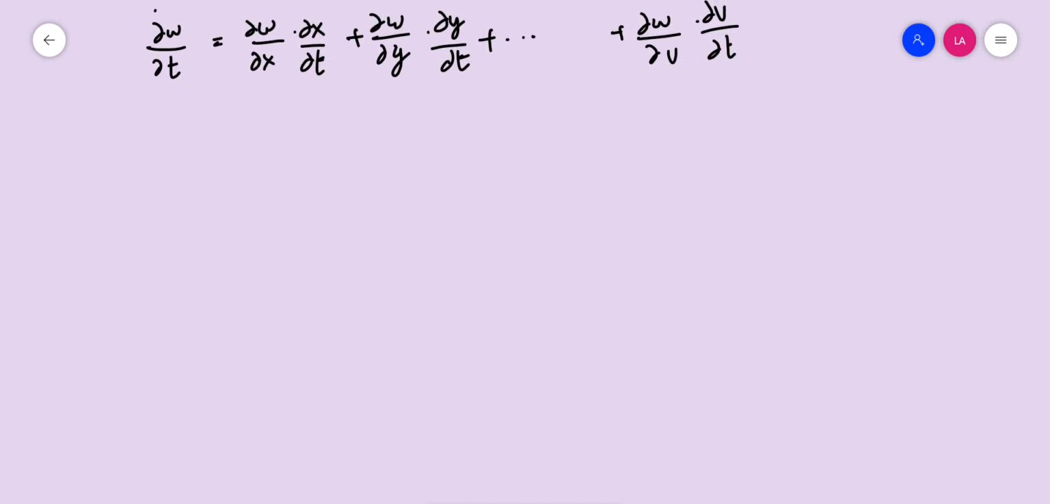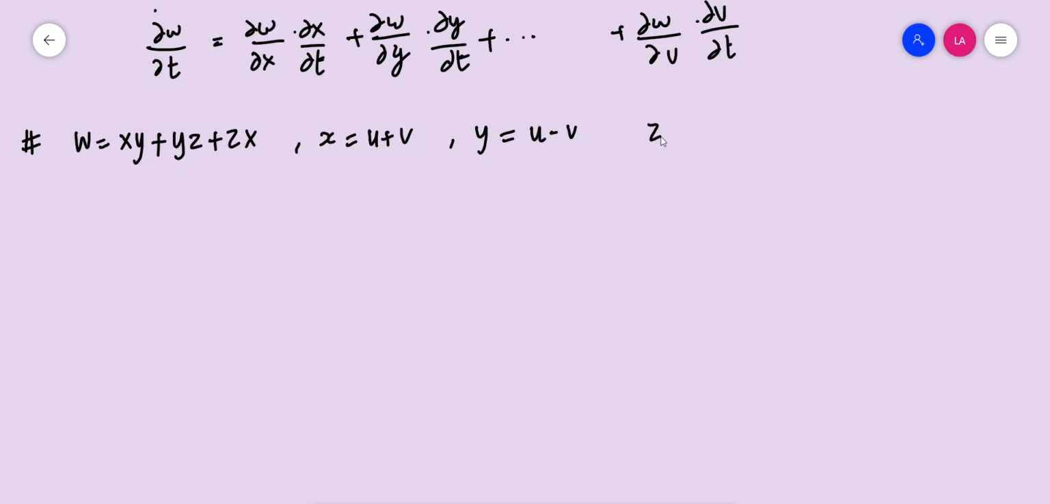So the question is: w is equal to xy plus yz plus zx, where x is equal to u plus v, y is equal to u minus v, z is equal to uv.